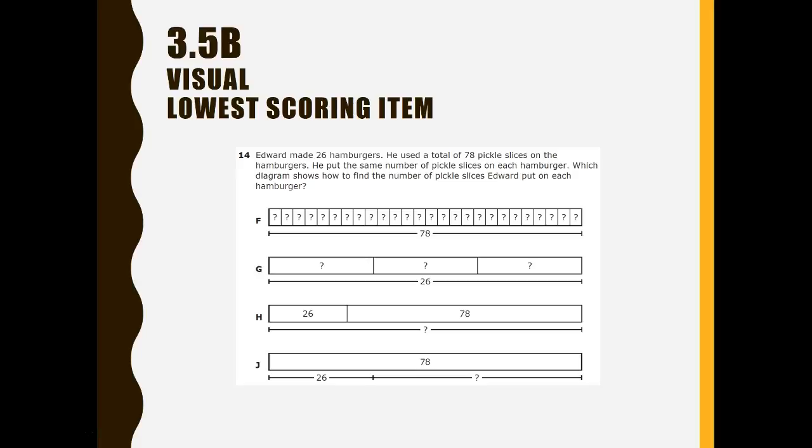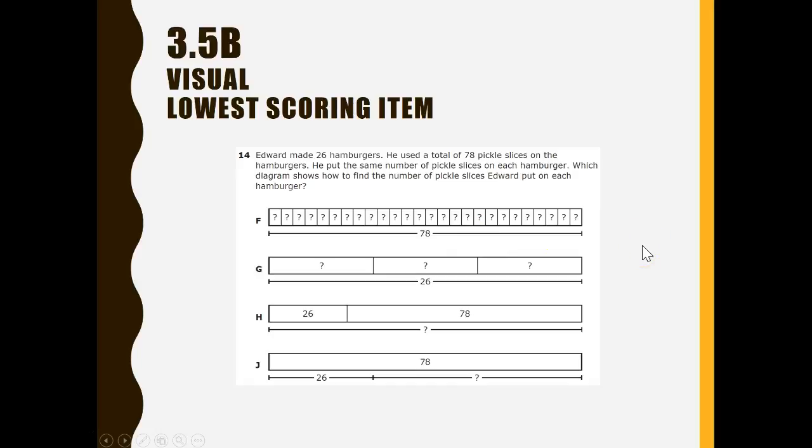On this particular item, Edward made 26 hamburgers. He used a total of 78 pickle slices on the hamburgers. He put the same number of pickle slices on each hamburger. Which diagram shows how to find the number of pickle slices Edward put on each hamburger? Notice this very first one has 78 pickle slices. And then we have 26 boxes going across, representing the 26 hamburgers. And what we really need to know is how many pickle slices are on each of the hamburgers. So that's what those question marks are representing. So this first answer choice is the correct answer.